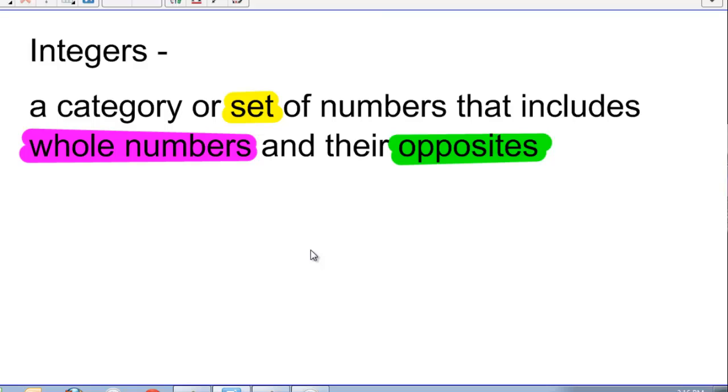So whole numbers are all positive. Remember back in kindergarten, we didn't know anything about negative numbers. We just knew about our normal counting numbers. And then opposites are the ones that are negative. So when you think about integers, these are numbers that don't have any fraction or decimal part to them, and they can be either positive, negative, or 0.